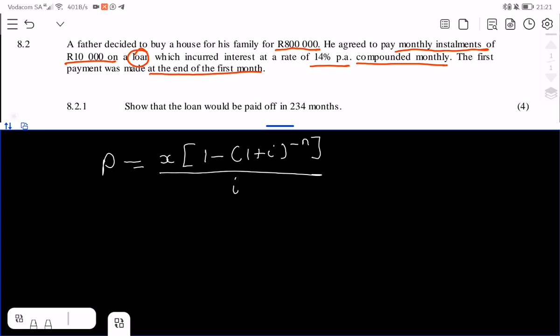So what you need to do is to substitute whatever is given here. It is given that a father decided to buy a house for his family for 800,000. So this 800,000 is going to act as the PV, the present value, with the installment of 10K. The interest given is 14%, and it has to be divided by 12 because it's compounded monthly.